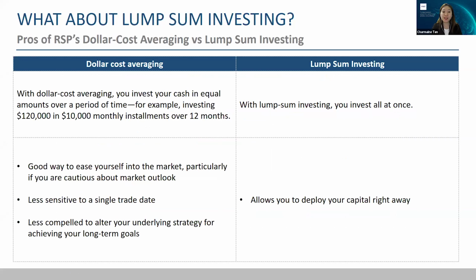So some of you may be wondering, what do the pros of dollar cost averaging look like versus lump sum investing? So for dollar cost averaging, by definition, and as you will know by now, you are investing your cash in equal amounts over a period of time. For example, investing 120,000 in 10,000 monthly installments over 12 months.